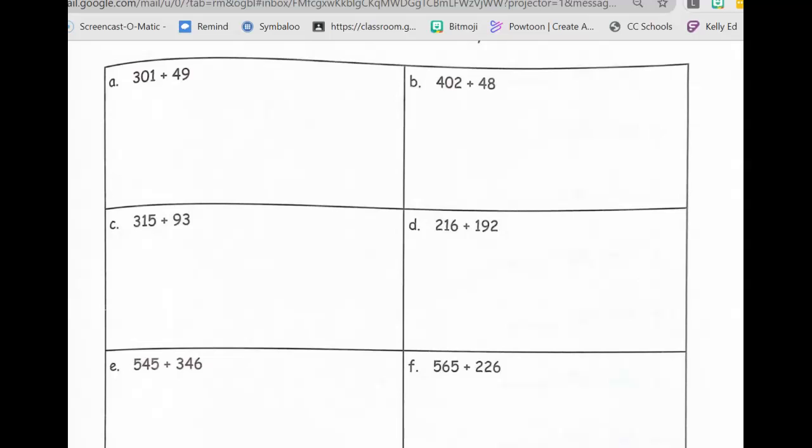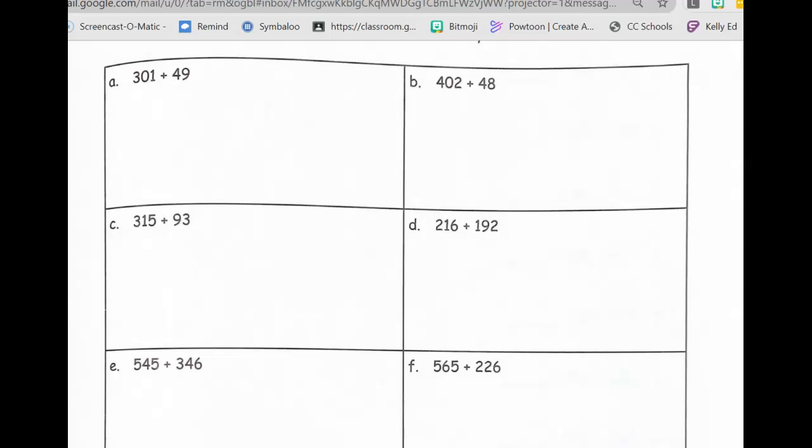I am pulling a worksheet from one of your pages this week that was due. I'm going to go over a couple of ways that you can do this. I'm going to first show you a place value chart, and then we will do the standard algorithm where you write this problem vertically. Hopefully this will help you. I'm going to do about 4 problems.